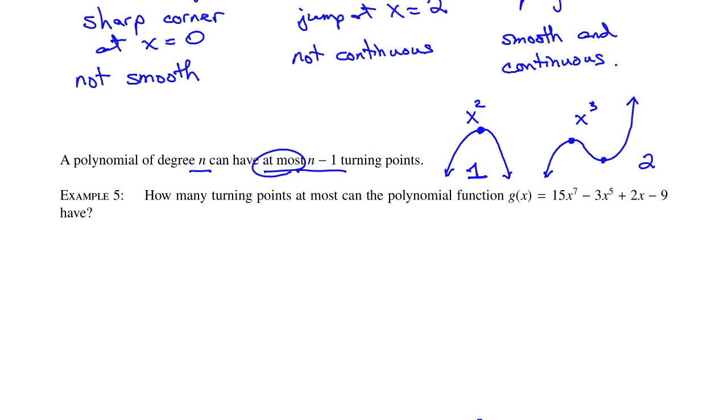Example 5. How many turning points at most can the polynomial function g of x equals 15x to the 7th minus 3x to the 5th plus 2x minus 9 have? So simply, you find the degree is 7. So the number of turning points at most is 6. It has 1 less than the degree.